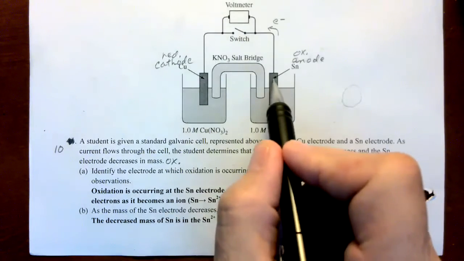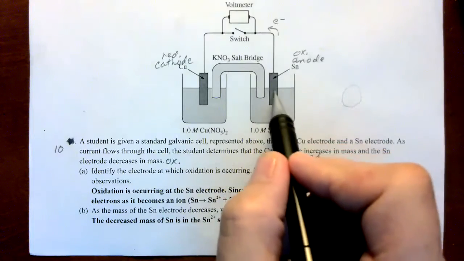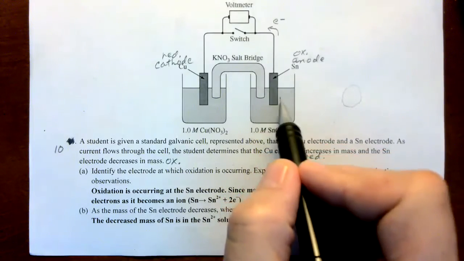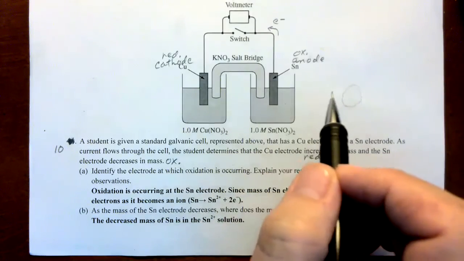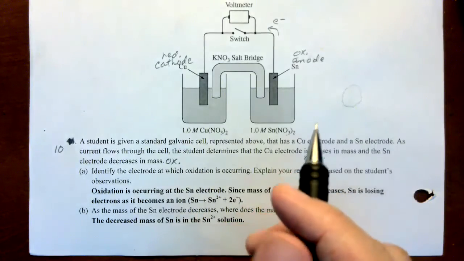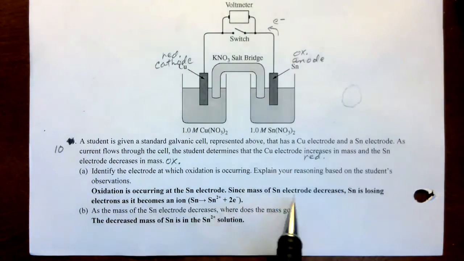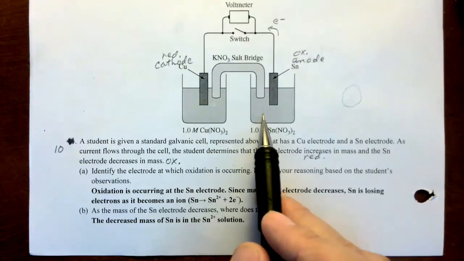Why? Because it's losing electrons, and therefore solid, charge 0, tin atoms are letting go and becoming cations in the solution. And boy, do they think you know all of that for these kind of problems. Any of that is on the table to be asked. So oxidation is occurring at the tin, and that means that it will be losing electrons. And the decreased mass is in the solution, which is what I said.